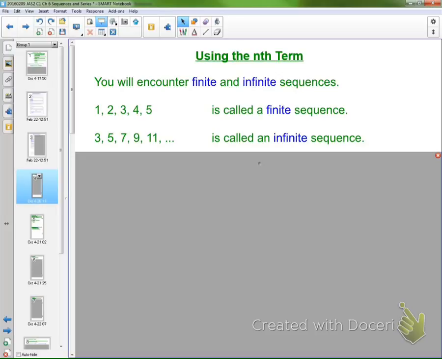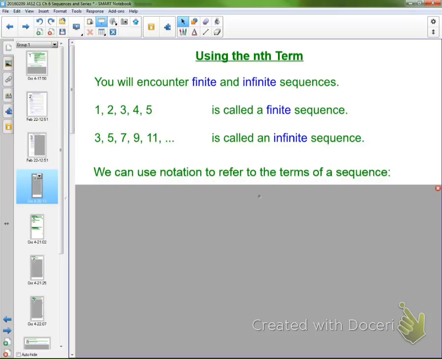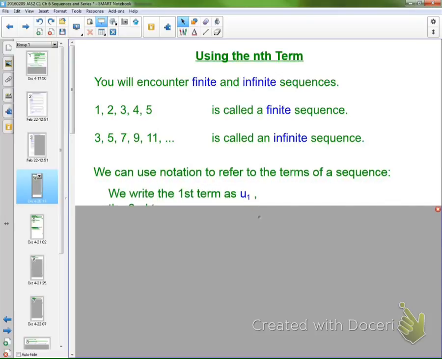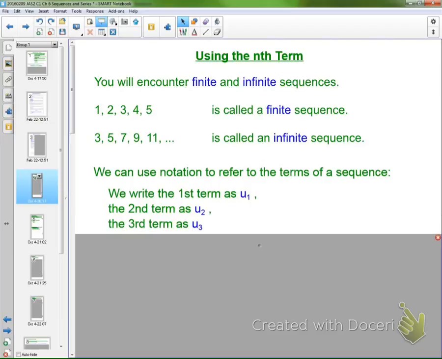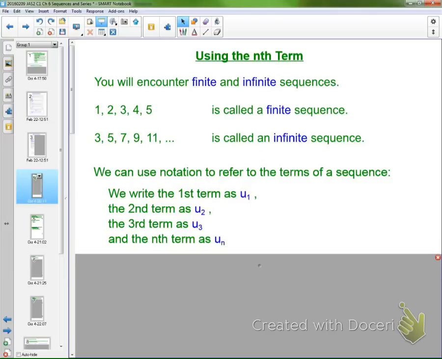Now it's worth mentioning another bit of notation. We indicate the first term of a sequence as U1. So we also write the second term as U2, the third term as U3, and hence we can refer to the nth term as Un. And now let's take a look at some examples.